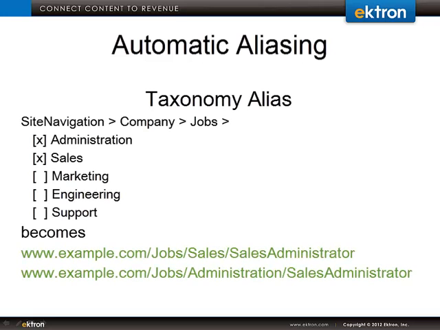An automatic taxonomy alias is based on the path of the taxonomy tree. For example, you can create a jobs alias based on the taxonomy tree called site navigation, company, jobs, with several job distinctions under that. Then you create a new sales administrator position and select the sales and administrator taxonomy categories for the position. The following URLs are generated.